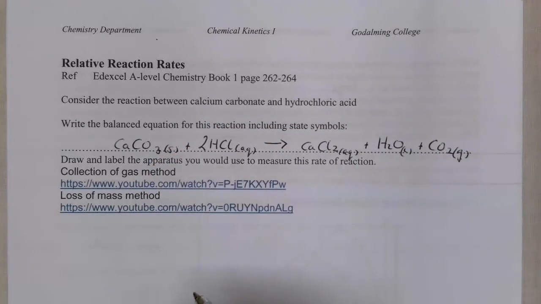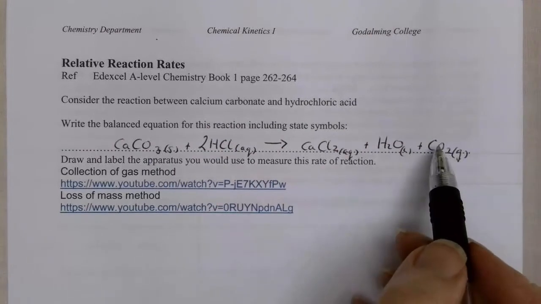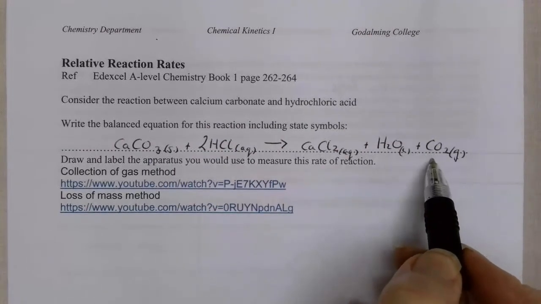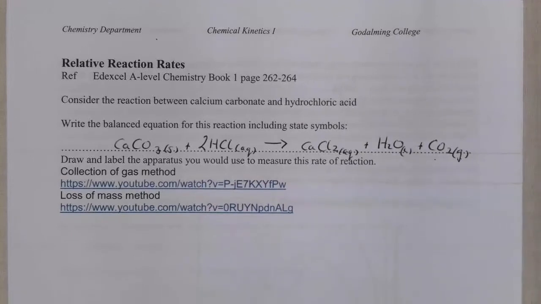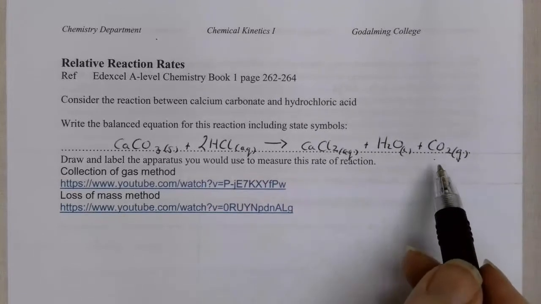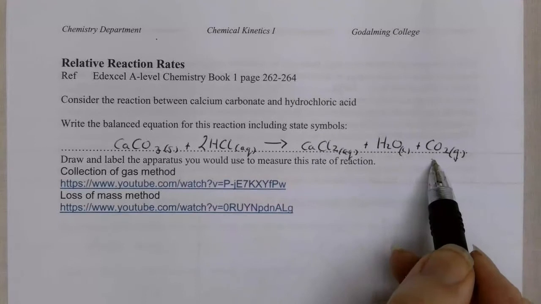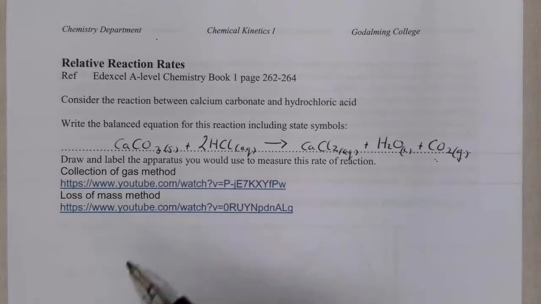Now there are 2 ways I can measure this reaction. I can measure the volume of gas being given off, or I can look at the change in mass as that gas is escaping. So those are the 2 methods that you need to be familiar with, and you need to be able to draw and label the equipment that you would use for this type of measurement.